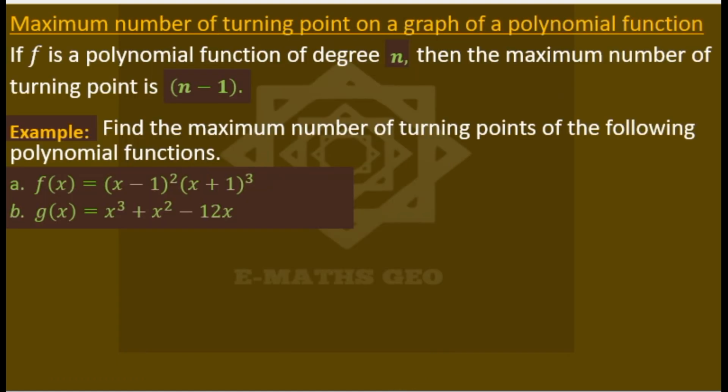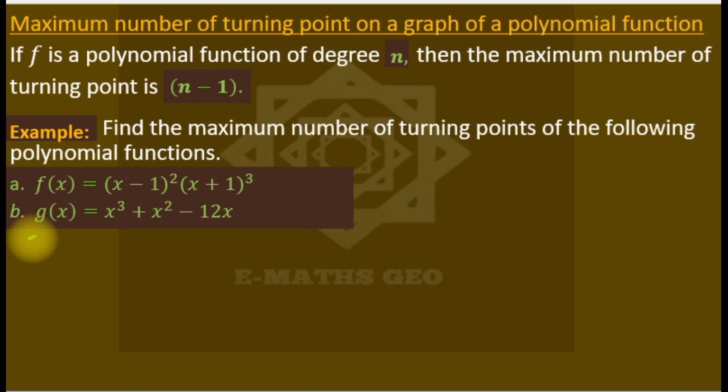So look at this. There's what we call the maximum number of turning points on a graph of a polynomial function. So if f is a polynomial function of degree n, then the maximum number of turning points is n minus 1. So we're saying that if you have a polynomial of degree n, that's the highest power of x, to get the maximum turning points, how many times will it turn? You subtract 1. So let's look at this example.